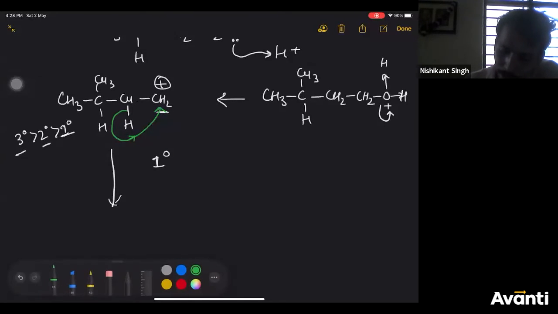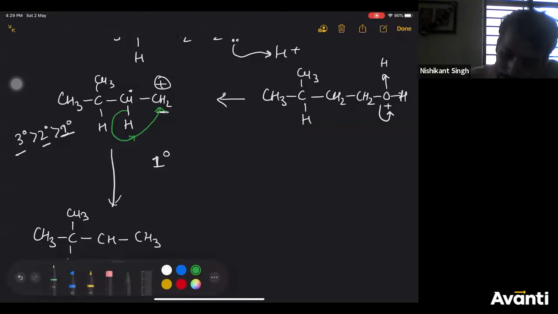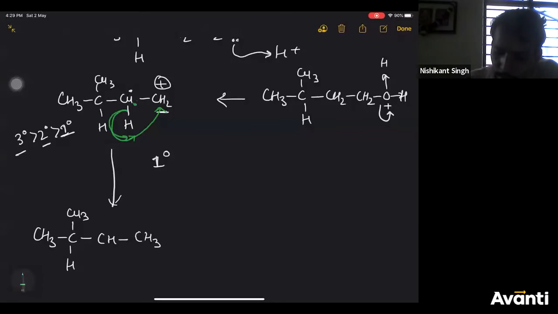So what will happen after that? You have CH3, C, CH3, H, CH2 gains H and becomes CH3. What is the charge on this middle carbon now? The bond when it is breaking like this, carbon will get what charge? Positive.